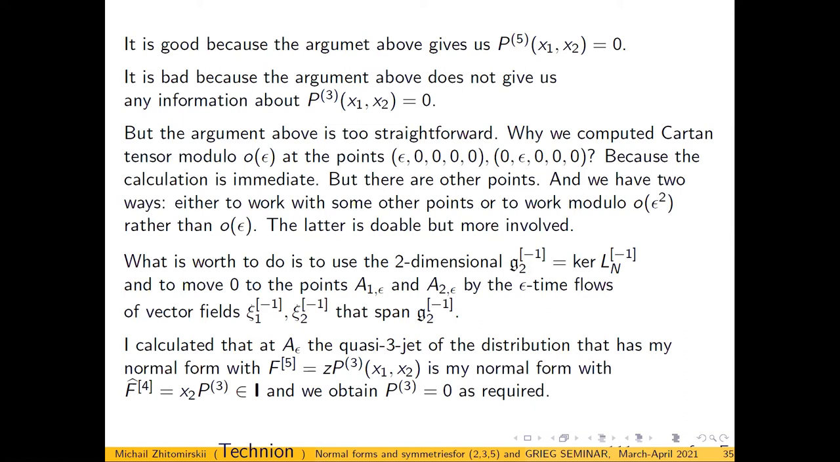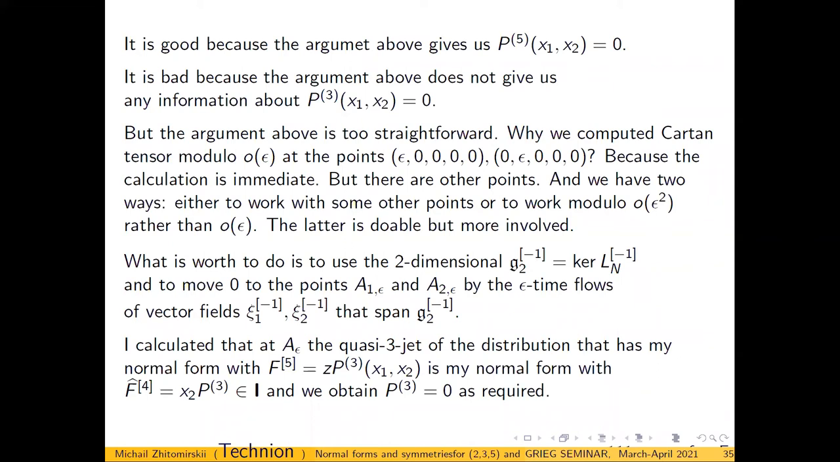We have two ways to approach this now: either work with other points, which is what I will do, or, what is also doable but much more involved, work not only modulo smaller epsilon but modulo smaller epsilon squared, working with terms of epsilon squared. I will do the first way and take other points, and it is natural which points to take. Take the symmetry algebra G2 of the symbol. I will use its two-dimensional part of quasi degree minus one, and move the origin to another two points by epsilon times the flow of the vector fields which span this minus one part of G2.